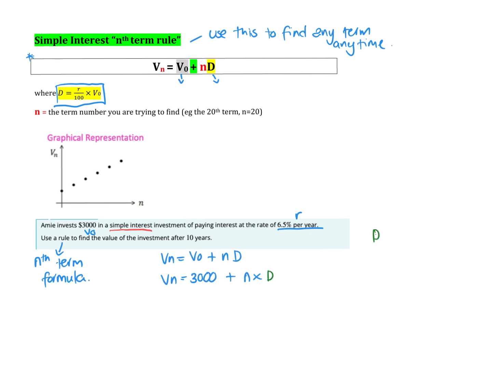Okay, so over here on the side, I'm going to work out what D is by using the formula. So it would be 6.5 over 100 times 3,000. So what does that equal? Okay, so it's 195. So the formula here would be, I don't need to put the D, I actually put times 195.